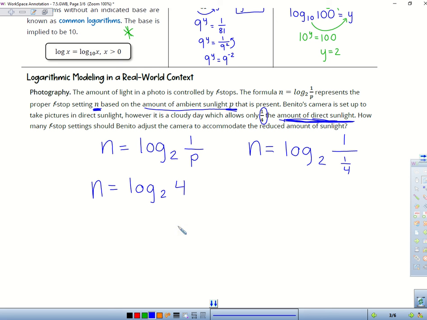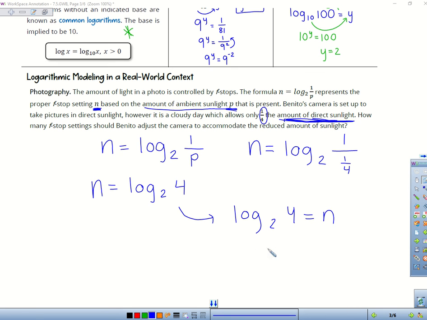Now we have learned how to solve this. But to do that, I'm going to rewrite it like this. Why would I rewrite it like that? Any guesses? What can I do with it now that it's rewritten like this? You can use the arrow method. Very good. Can use the arrow method, right? So now it's going to be 2 to the n is equal to 4, which means n must be what? 2. Very good.